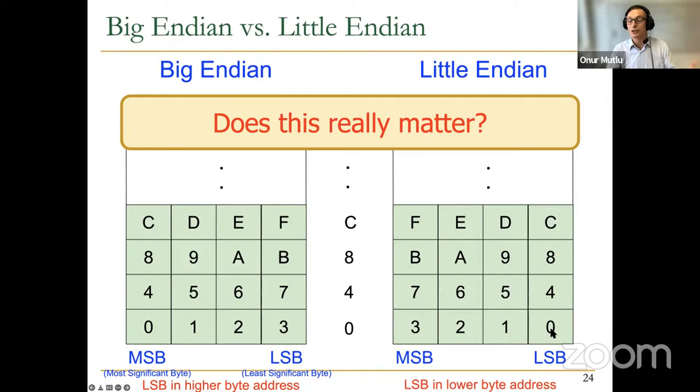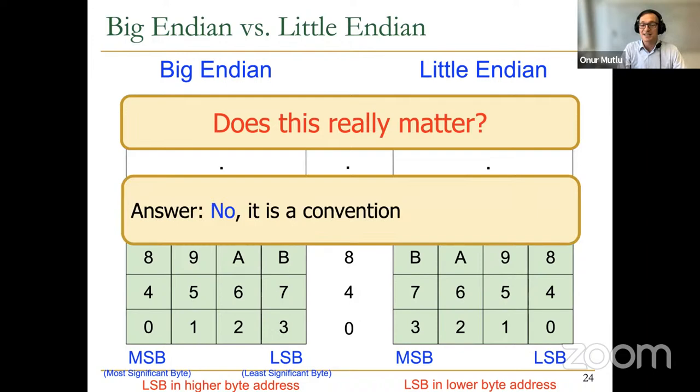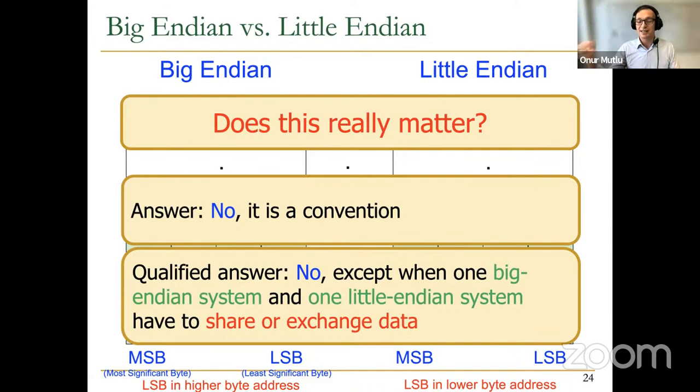But the qualified answer is this, basically. It's really a convention. But when you actually need to communicate between a big endian system and a little endian system, you need to share or exchange data. So you need to write from memory of one system to the memory of another system. And then you need to convert a big endian data layout to a little endian data layout. So you basically need to swap the most significant to least significant ordering, such that you obey the convention of the computer that you're transferring data into.